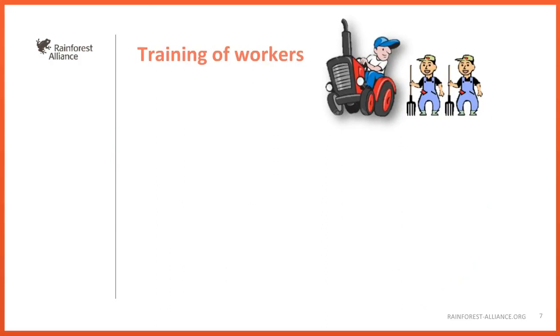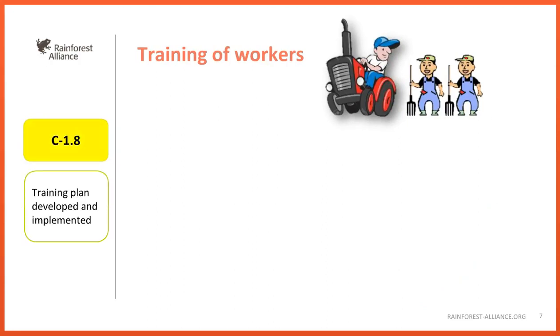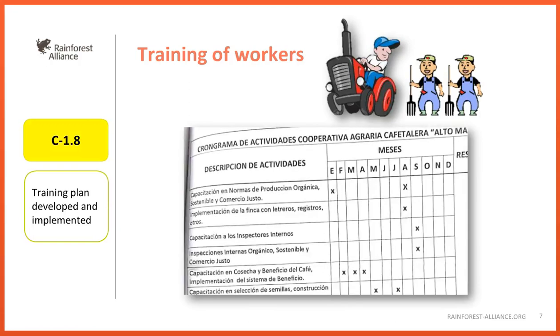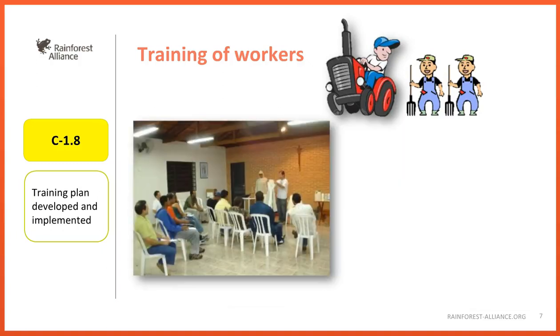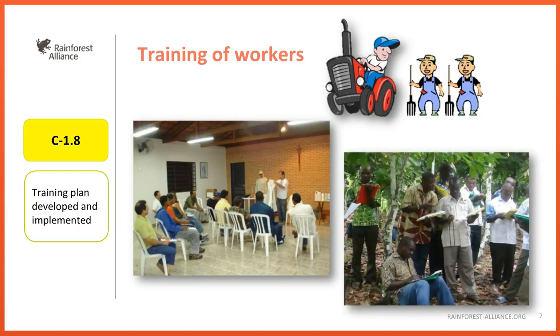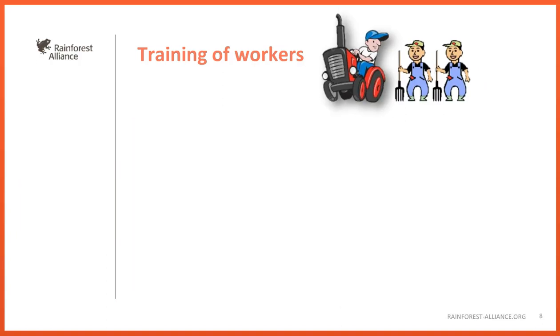The second point was training of workers. Criterion C 1.8 asks for a training plan to be developed and implemented. As you can see in this example, you need to develop a plan to cover all the topics on which workers need to be trained and set a timeline. For example, a training may be about a use of PPE and safe handling of chemicals. Another training could be about how to conduct pest monitoring.